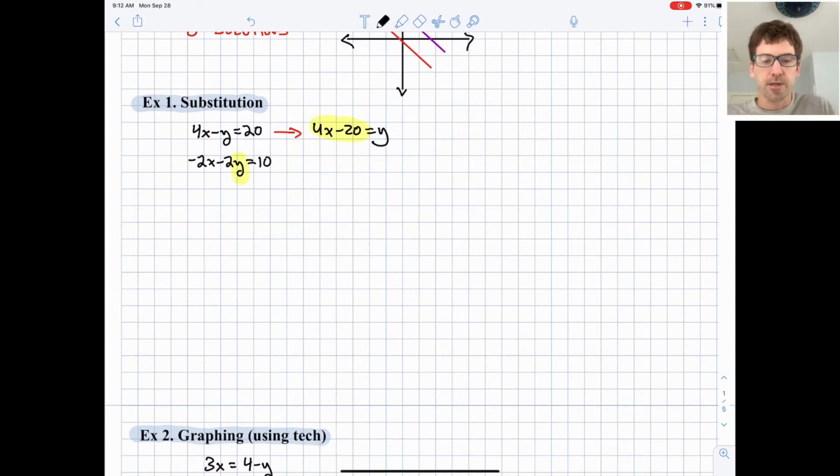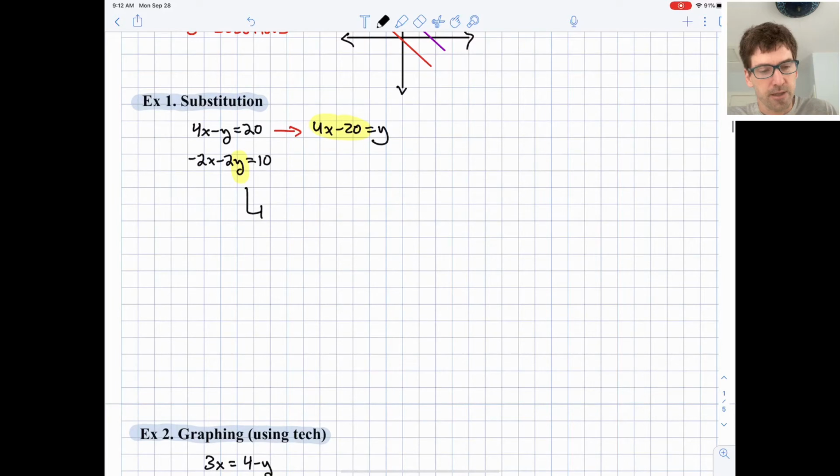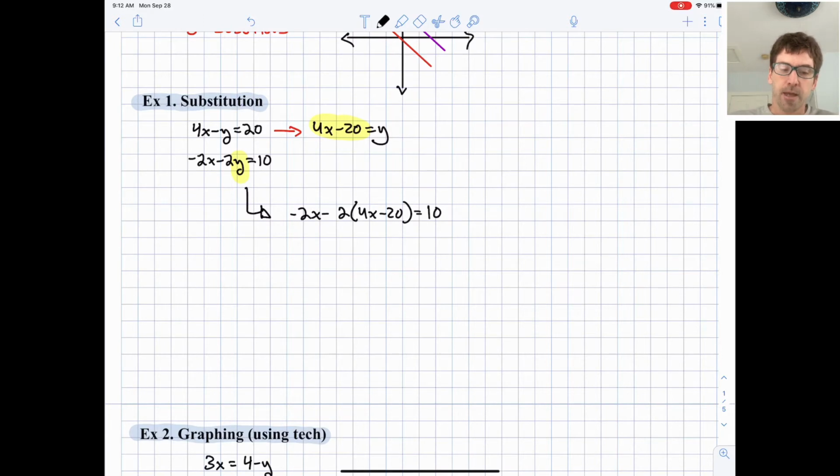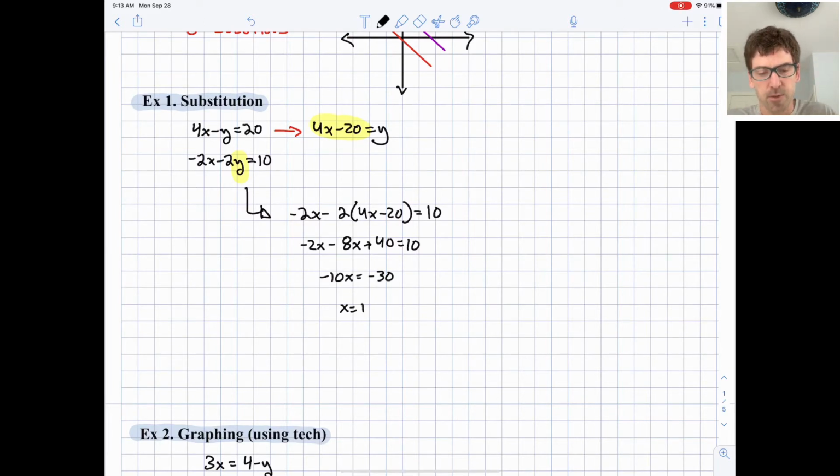So what we're going to do is take that 4x minus 20 and plug it in for y in the other equation. That's going to result in negative 2x minus 2 times (4x minus 20) is equal to 10. Now you can see that we have one equation with one variable, so we can go ahead and solve for x. Negative 2x, we're going to simplify, combine like terms, plus 40 equals 10. We'll combine the x's on the left, subtract 40 from both sides, and then we can divide by negative 10.